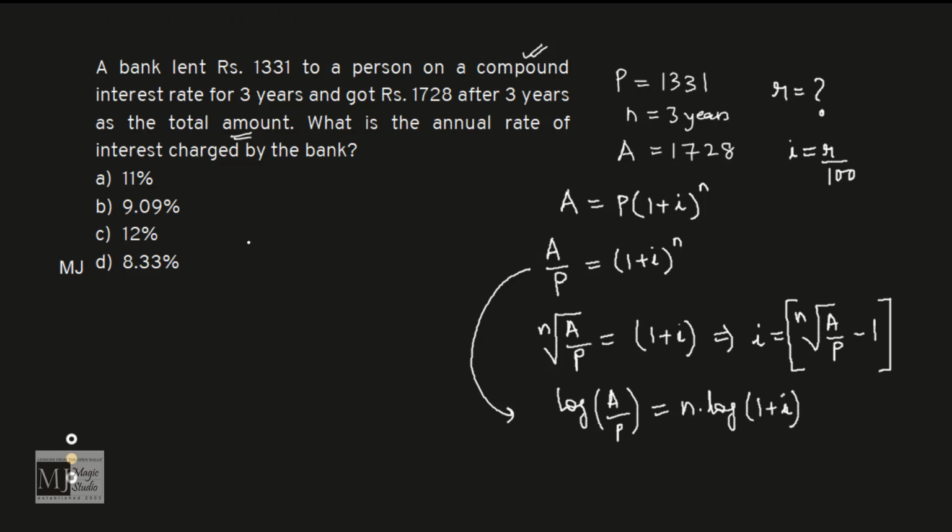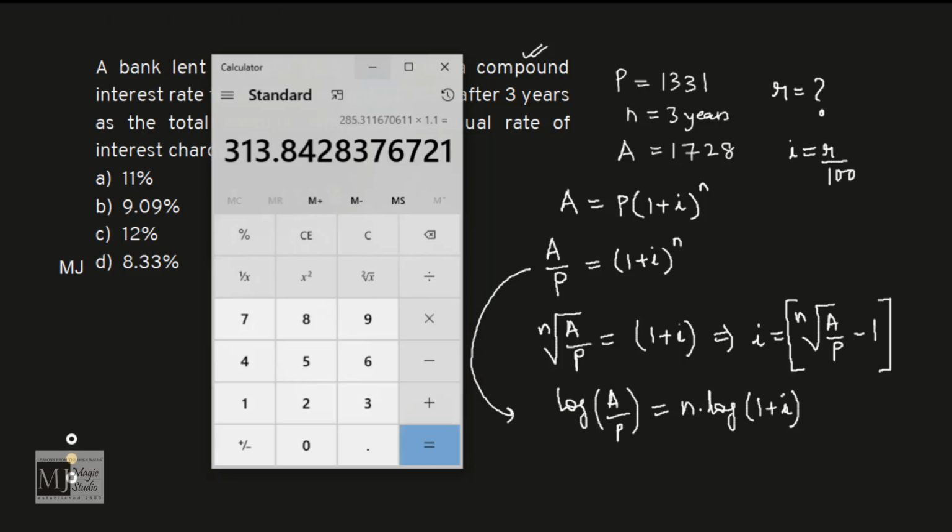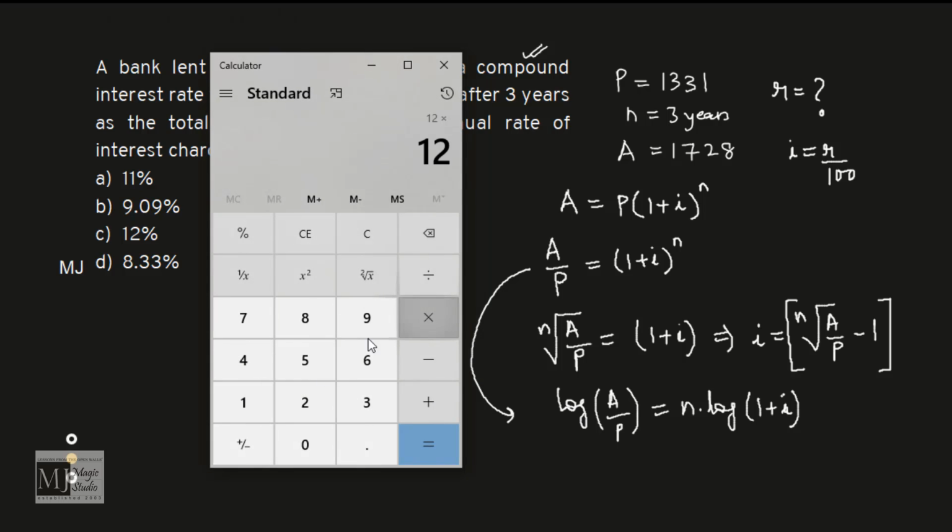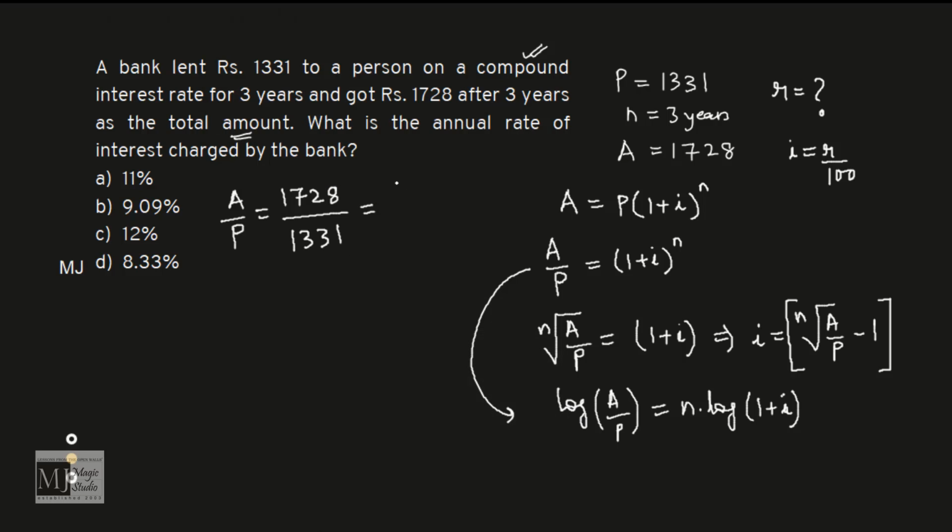First, we need to find the value of A by P. A by P is 1728 by 1331. Now in aptitude, it's seen that somehow these numbers would be very easy, giving us an indication that, hey, I can be calculated, please calculate me. What is 1728? 1728 is 12 cube, isn't it? Let's check. 12 into 12 into 12 is 1728. So it is actually 12 cube. And what is 1331? That's a smart thing to calculate, isn't it? It's 11 cube. That means A by P itself is 12 by 11 whole cube.